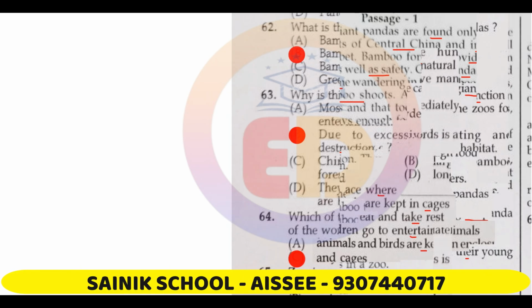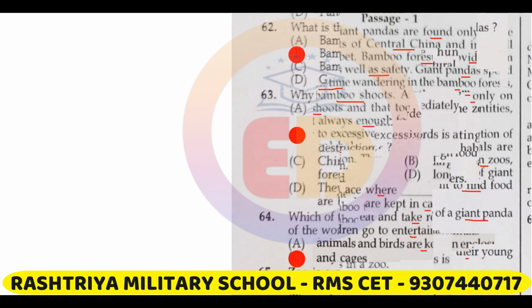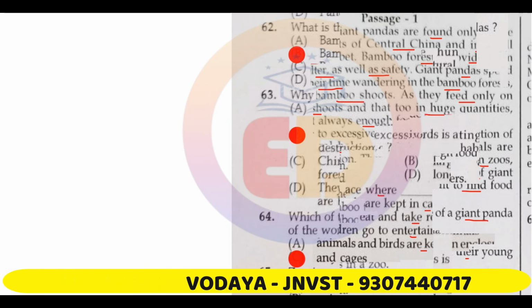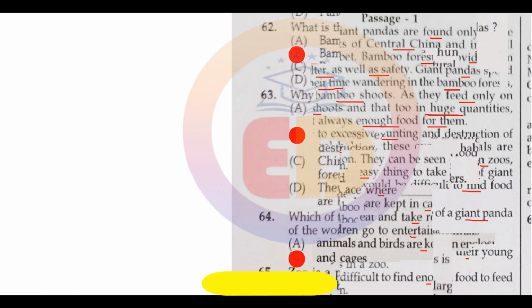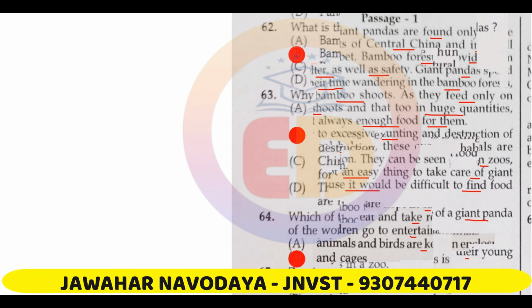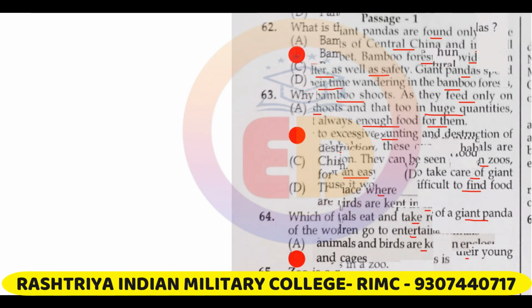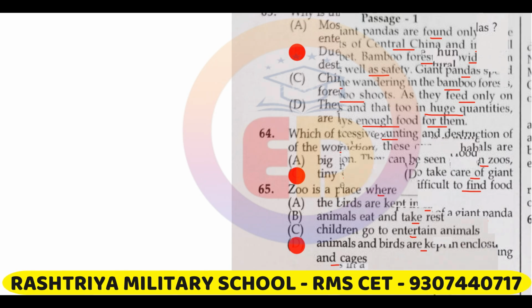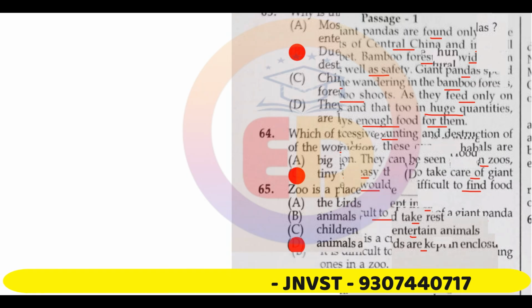Let us just check this once. Forests provide them food, shelter, safety. Giant pandas spend most of their time wandering, feed only on bamboo shoots, too huge in quantity, excessive hunting. They can be seen only in zoos where it is not an easy thing to take care of pandas because it would be difficult to find food. So question number 65 is directly not mentioned. Animals eat and take rest will be in the forest. I'll go with the answer option D. Animals and birds are kept in enclosures and cages. That completes all the questions. Very important to read the question first.